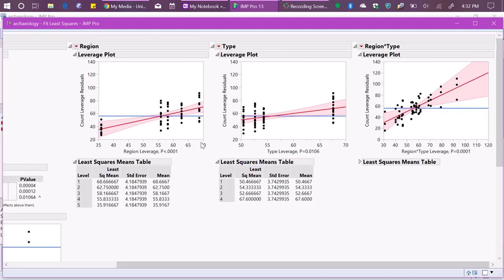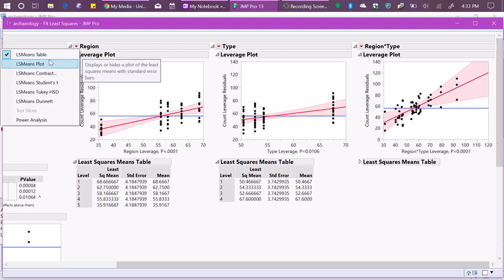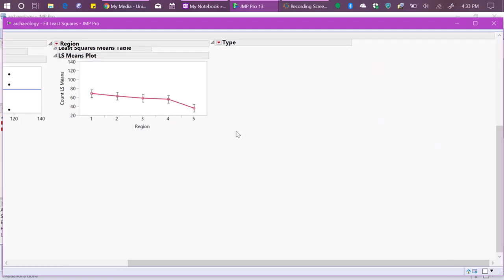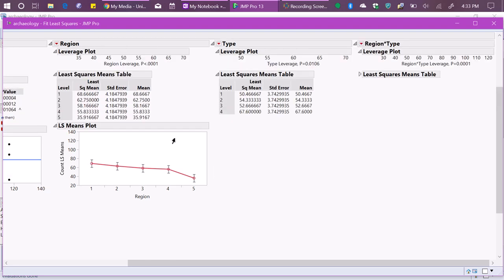So for the red arrow menu for region, what I want to do is click on this LS means plot. And what that's going to do is literally plot the 5 row means that I get when I average across types. So this is going to plot the 5 region means. And here we go. It automatically scrolls down and we can see the mean for region 1, region 2, region 3, region 4, and region 5.